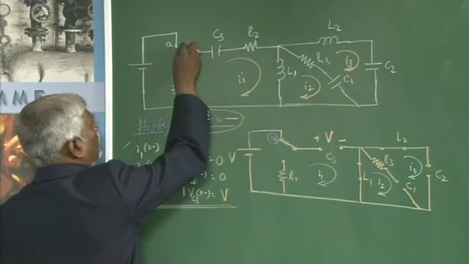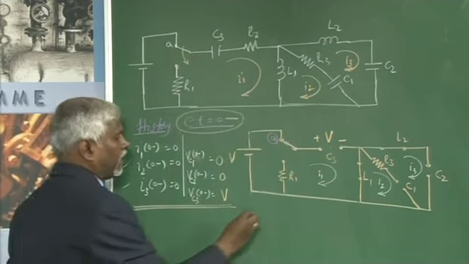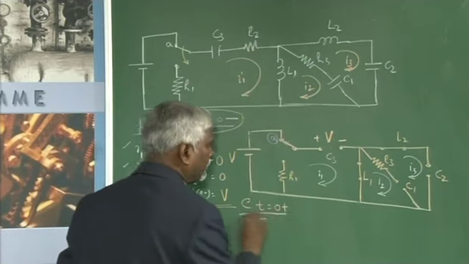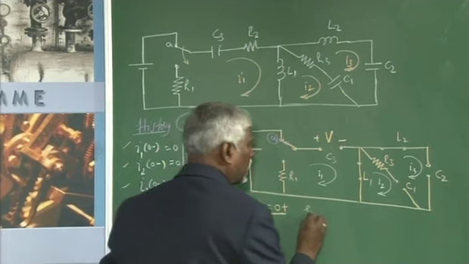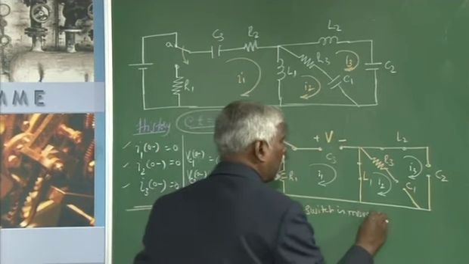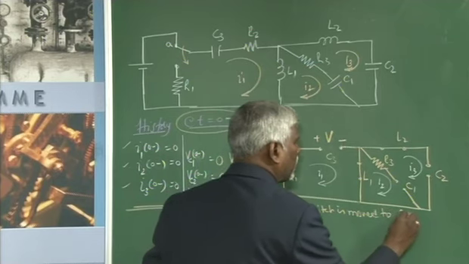At t equal to 0 plus, the switch is moved to position B.